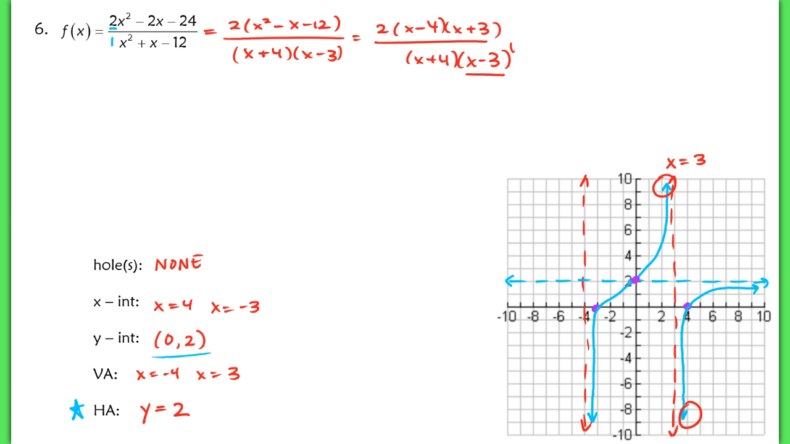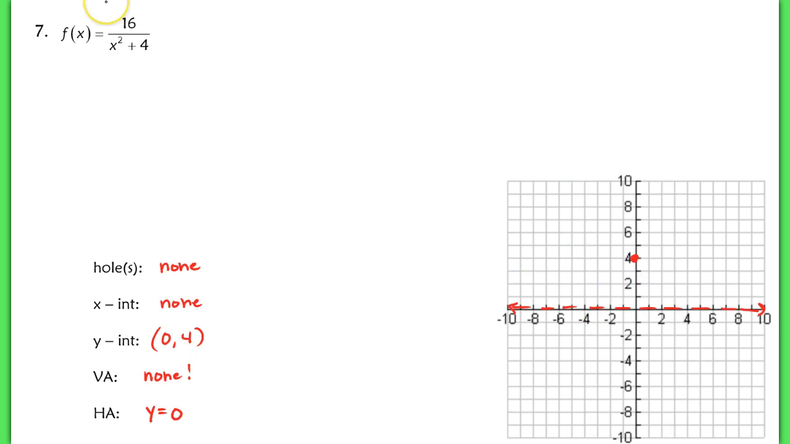Then for the other branch, let me switch back to blue. On the left-hand side of x equals negative 4, you can come back to this and say, okay, that's to the first power as well, so it's an odd multiplicity. So it should be on opposite sides. So the other branch here should be above the line y equals 2. Alright, we're almost finished, guys.